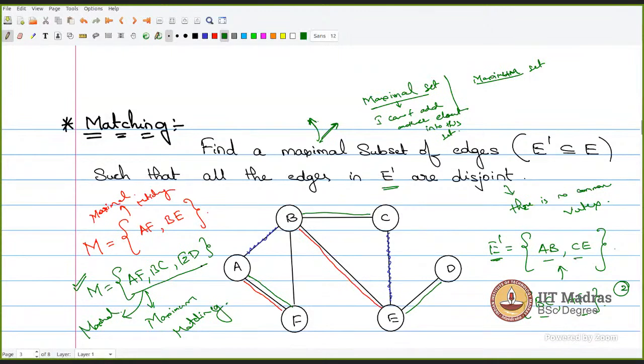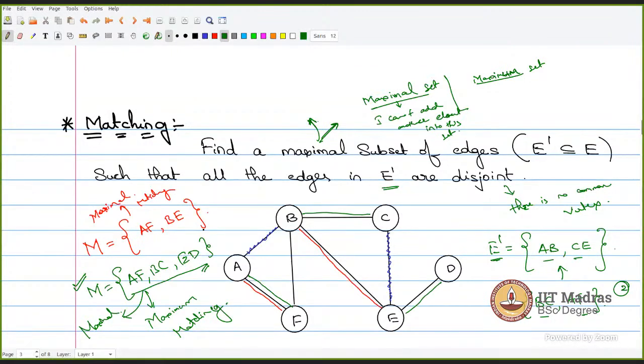So there is another set I can find where it contains 3 edges. That is also maximal, but that is also maximum. So whichever has the largest number of edges is called maximum. And whichever set has some edges, and if I add one more element into it the property fails, that is called maximal. Something like a global maximum. If you are able to understand it in that way, it's okay.